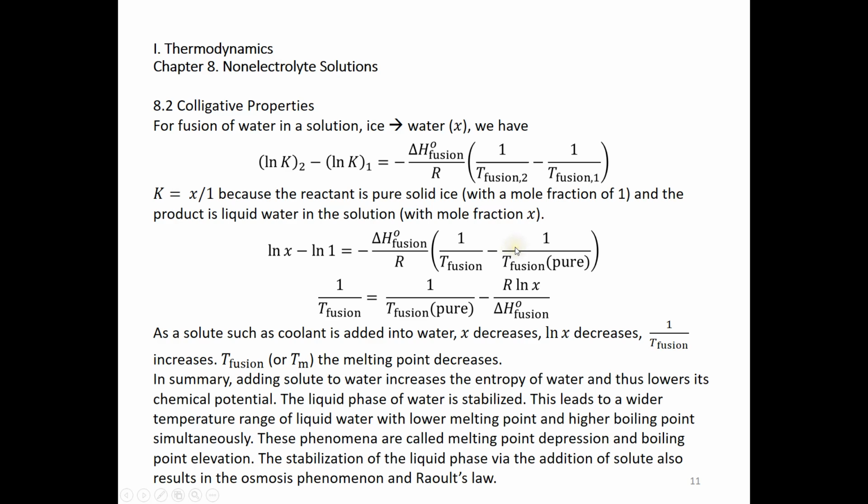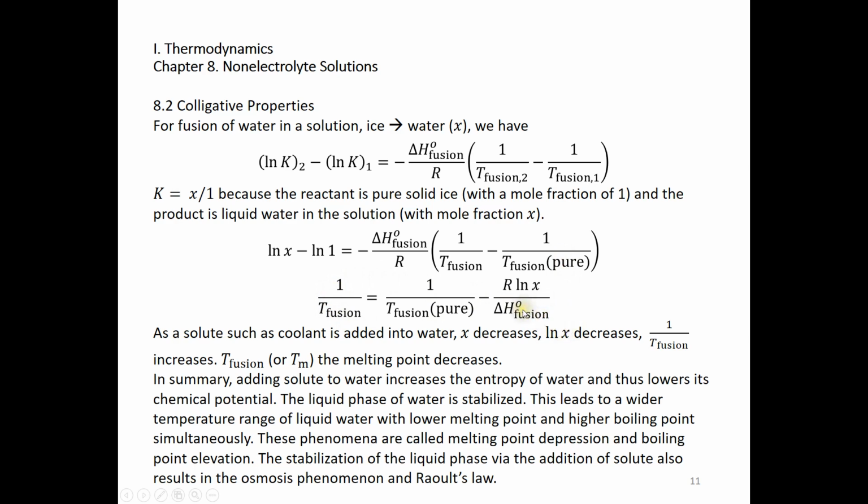And now we just move things around. We multiply both sides by R. We divide both sides by delta H of fusion and move things around. We can go from here to here. This is just algebra. I'll let you verify this yourself. And now let's analyze this equation semi-quantitatively.